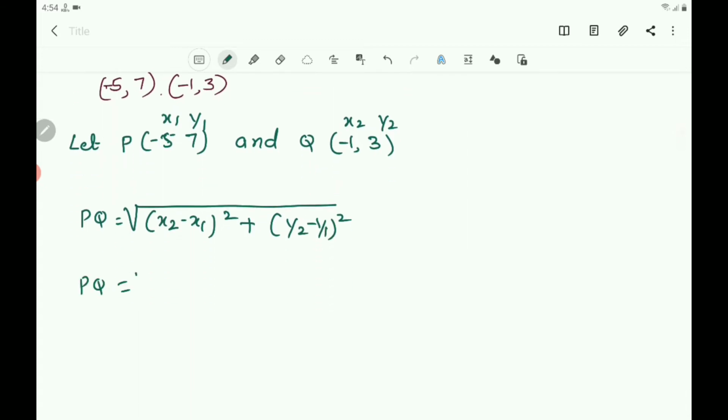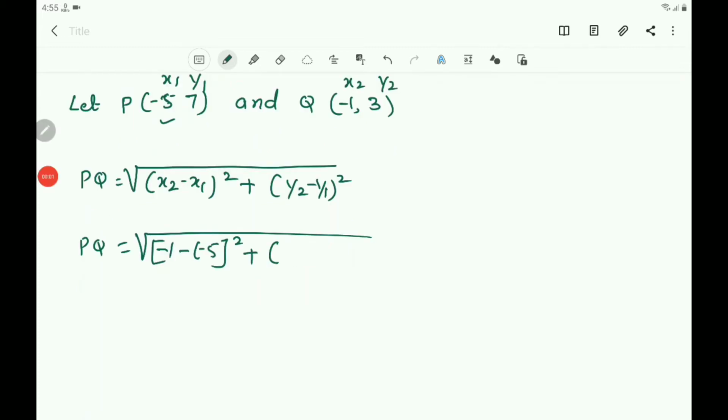Then PQ equals whole root, x2 is -1 minus x1 which is -5, so you write (-1 minus of -5) whole square. Then plus, y2 is 3, y1 is 7, so y2 minus y1, 3 minus 7 whole square.